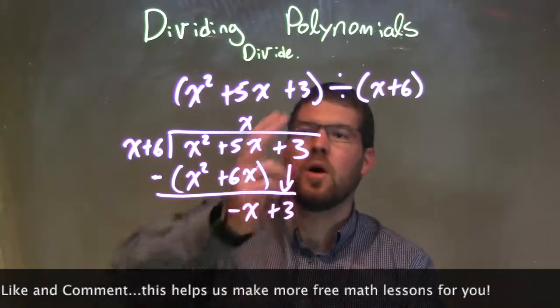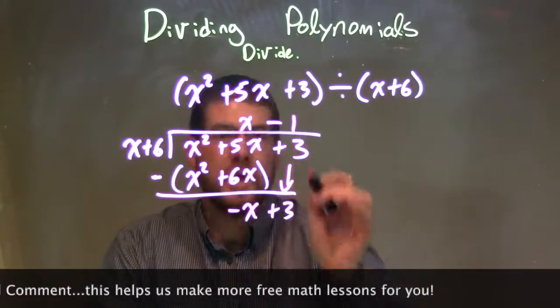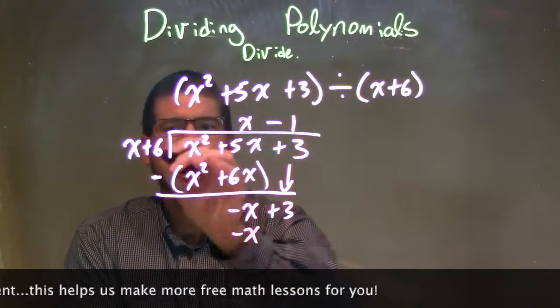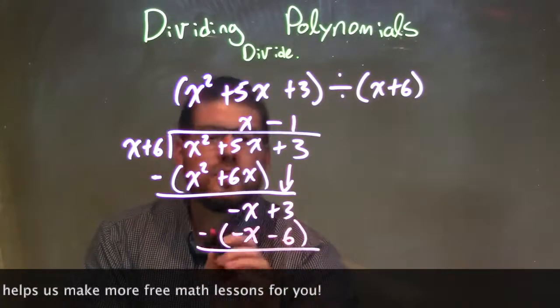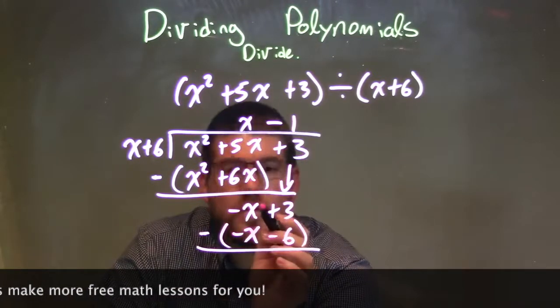So we asked ourselves, what times x gives me a minus x? And that's just minus 1, or negative 1, right? Negative 1 times x is a negative x. Negative 1 times 6 is a negative 6. But again, I'm subtracting this, so we make sure we distribute the subtraction sign when we simplify this.